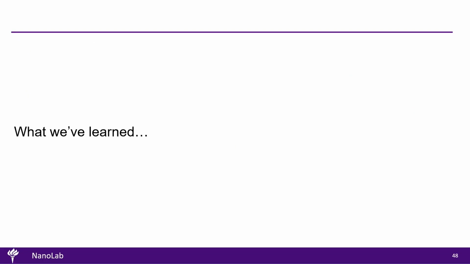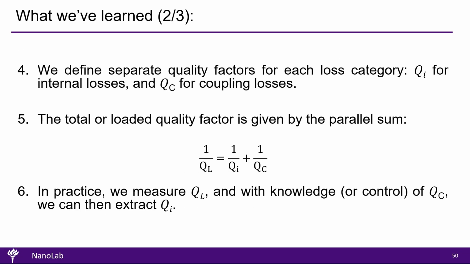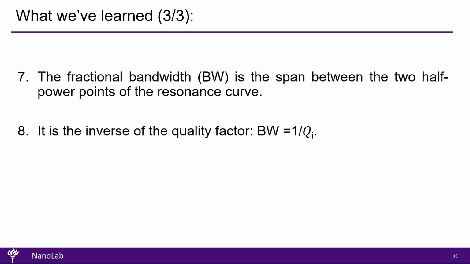Let's take a moment to review what we've covered in this session. We saw that near resonance, we can use delta omega to derive compact formulas for the input impedance. We also learned that the quality factor, Q, measures how well a resonant circuit retains energy, and that resonator losses can be grouped into two types: internal and external. We also defined separate quality factors, QI for internal losses and QC for coupling or external losses. The total or loaded quality factor is given by the parallel sum of QI and QC. In practice, we measure QL, and with knowledge of QC, we can then extract QI. Lastly, we learned that the fractional bandwidth, BW, is the span between the two half power points of the resonance curve, and that it is the inverse of the quality factor in the near resonance regime.